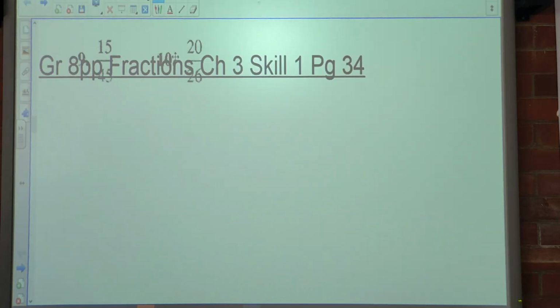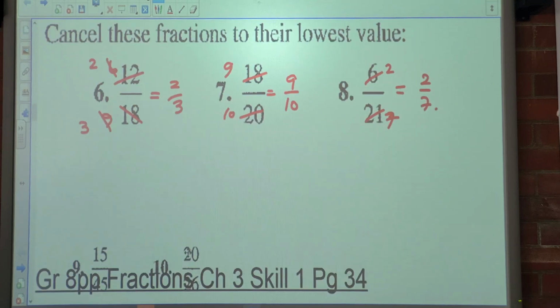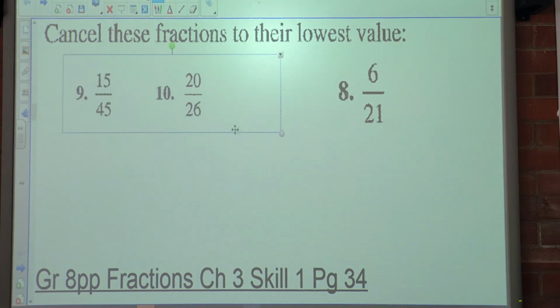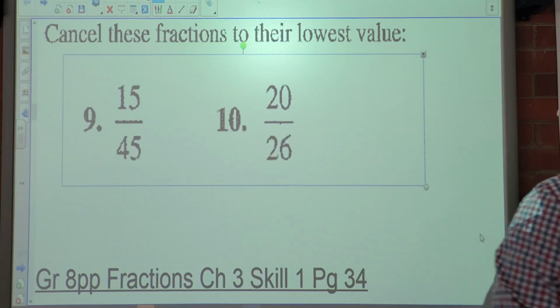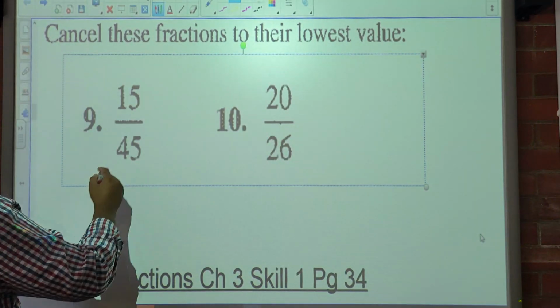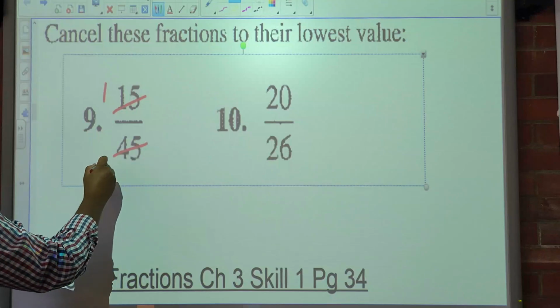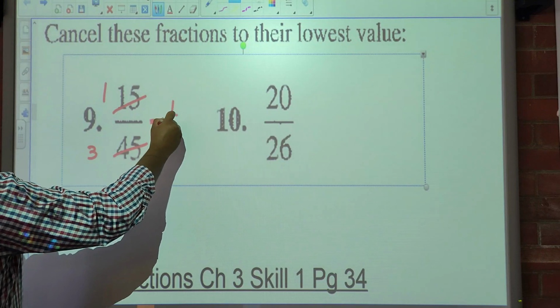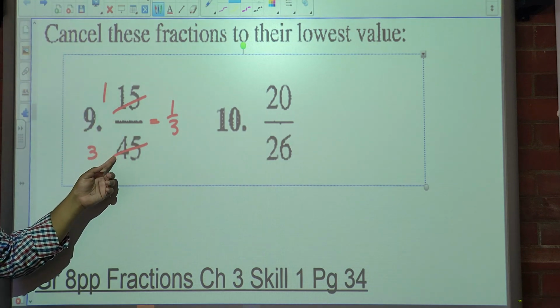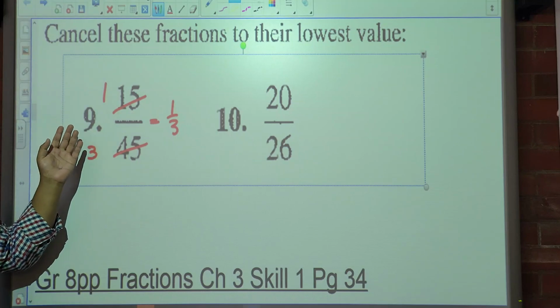Now we're looking at number 9. Same instruction still. Instruction was to simplify. What number goes into 15 and 45 without remainder? 15 going into 15 once, 15 going into 45 3 times. So the answer is 1 over 3. But the person who said 5, then you would have been left with 3 over 9. And then 3 goes into both again. Okay?